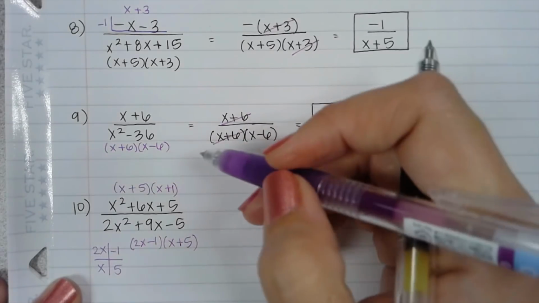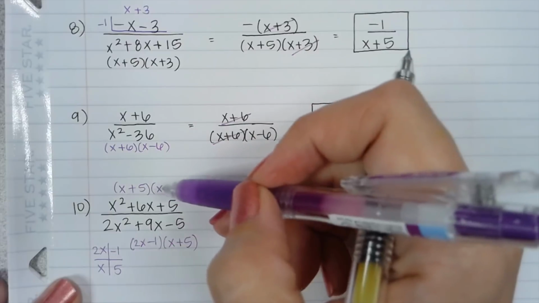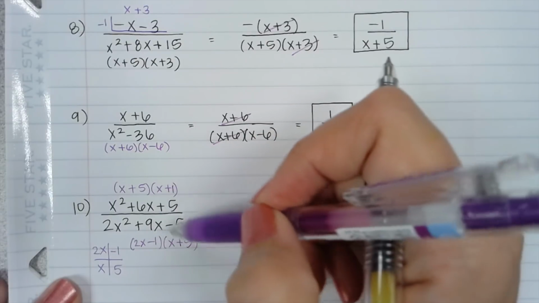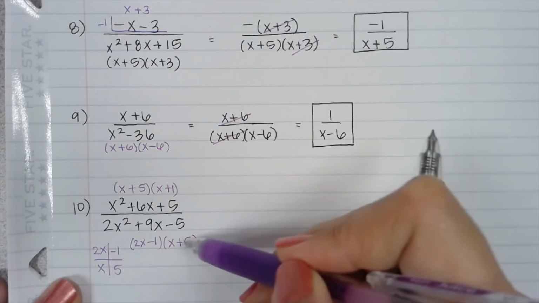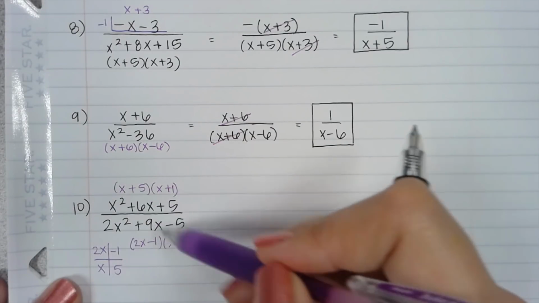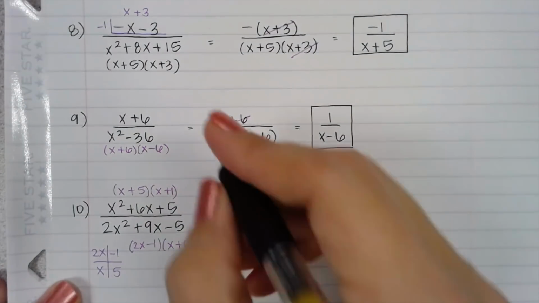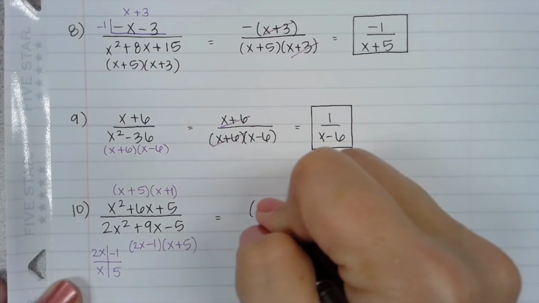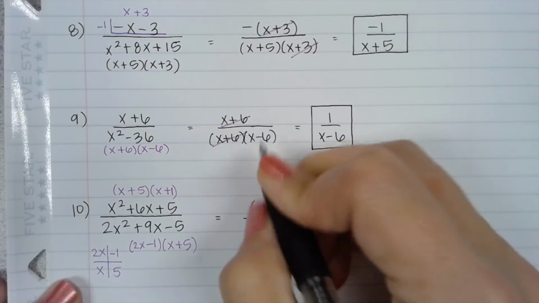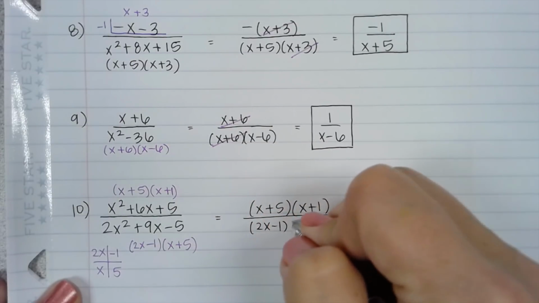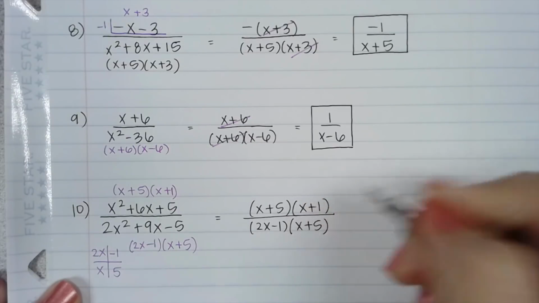Quick little hack for you on this. If you t-chart this and if you t-chart this, chances are one of them should match. So if you weren't sure where the negative 1 was supposed to go, it's probably going to go so that one of them matches, like here and here. So that can help you solve the question. Just a little tidbit. x plus 5 and x plus 1 in the top, 2x minus 1 and x plus 5 in the bottom.